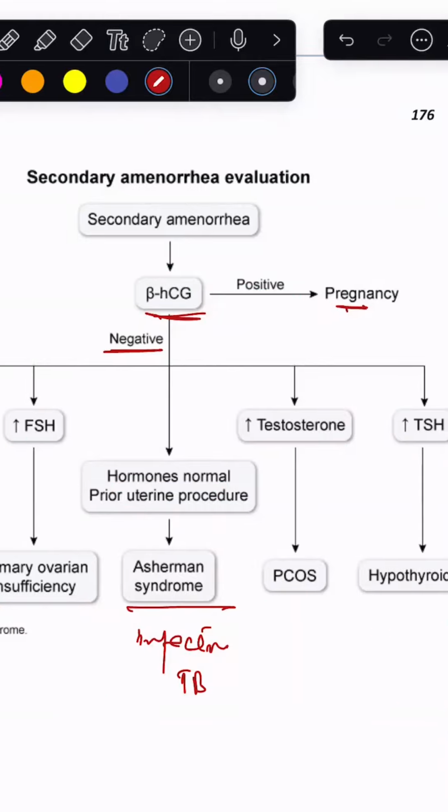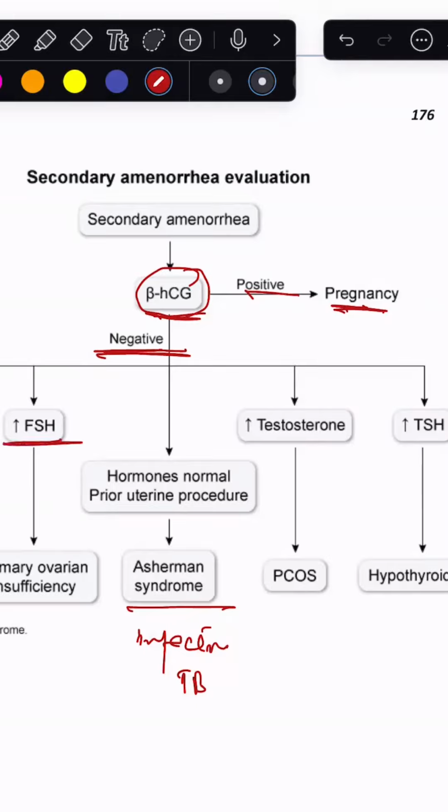Clear? Amenorrhea evaluation: the first thing you will do is check the beta HCG to rule out pregnancy. If it is positive, your patient is pregnant. If it is negative, you will go for the hormonal profile. You will check prolactin. If prolactin is high but TSH is normal, it might be a pituitary adenoma or prolactinoma. As the next part of the workup, you will do the MRI.